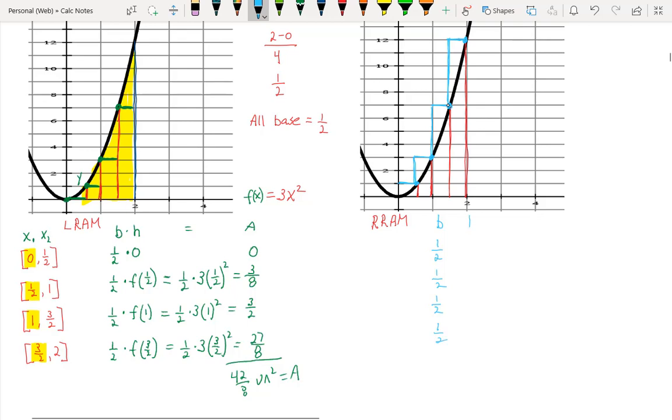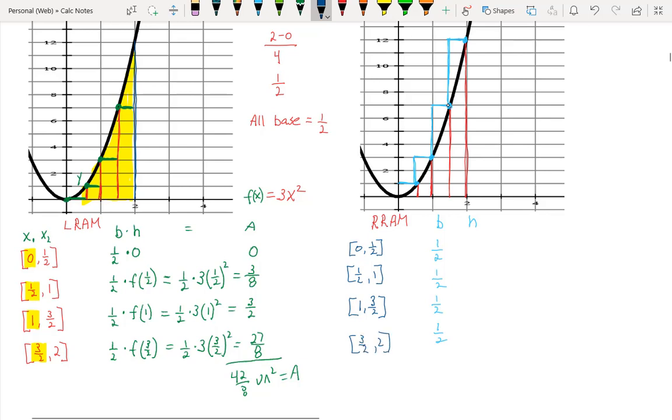And then we need a height. I'll write these out. We're using the same intervals here. So this is the interval from 0 to 1/2. And this would be the interval from 1/2 to 1. This is going to be the interval from 1 to 3/2. And this is going to be the interval from 3/2 to 2.